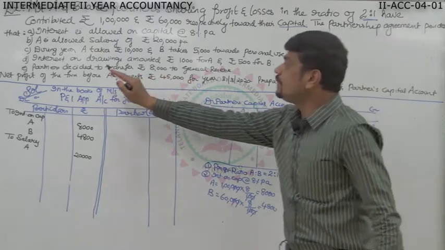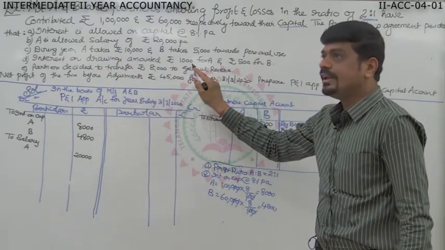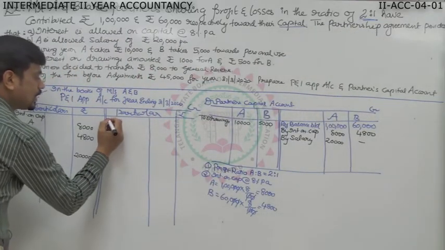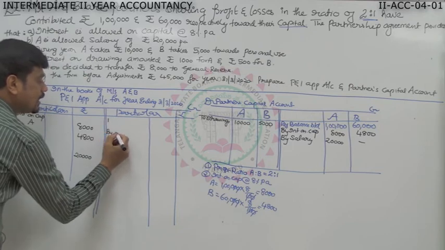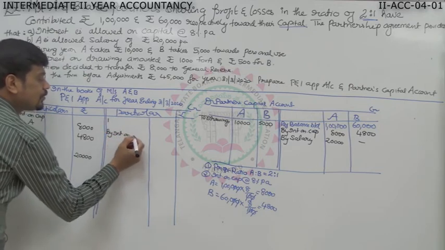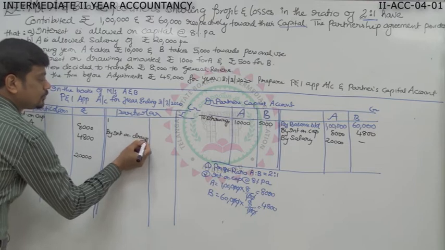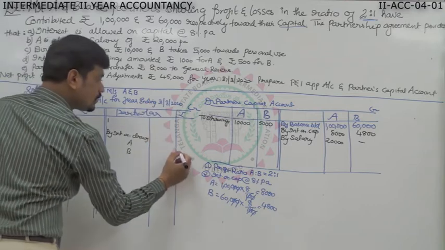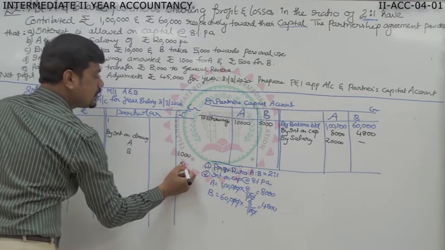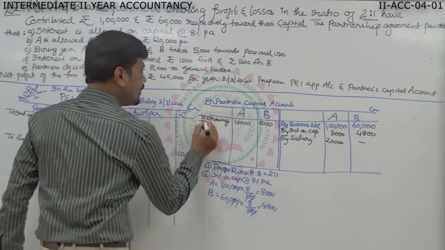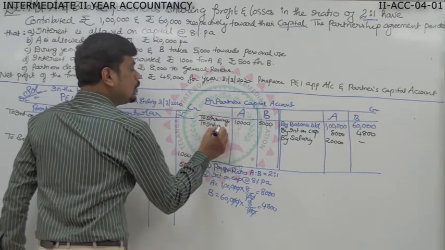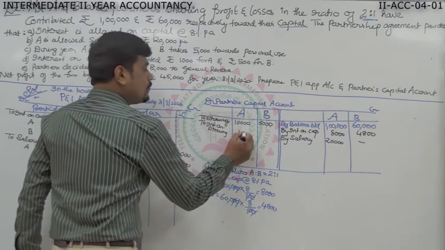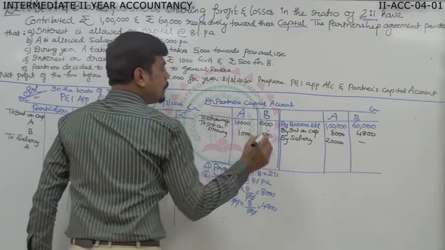Then interest on drawings, they gave directly 1,500. So first we'll credit to profit and loss account. We'll leave one line gap and we'll write by interest on drawings. Again A, B. A got how much? 1,000 and B is charged with 500. Second effect, debit to interest on drawings: 1,000 for A, 500 for B.